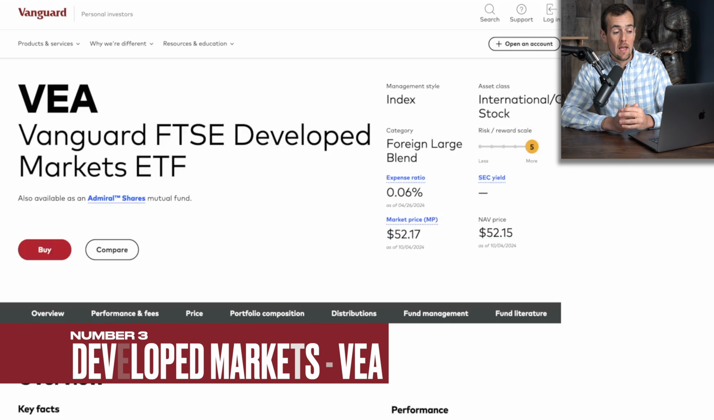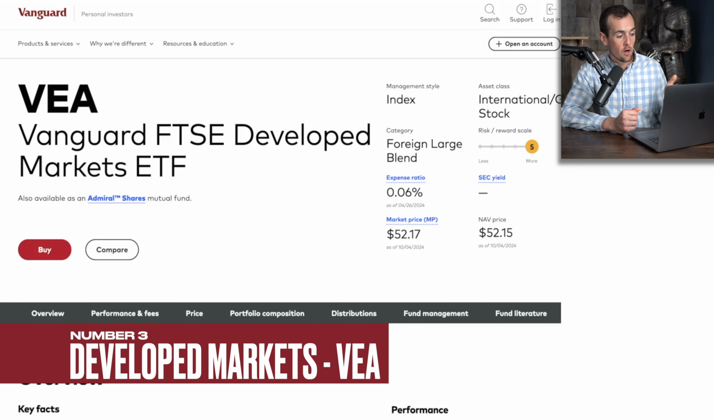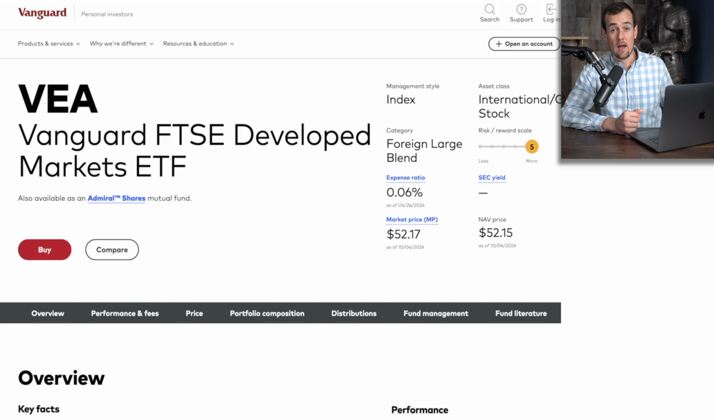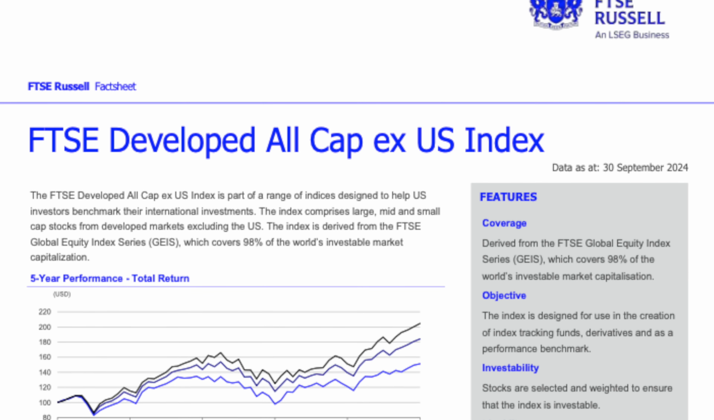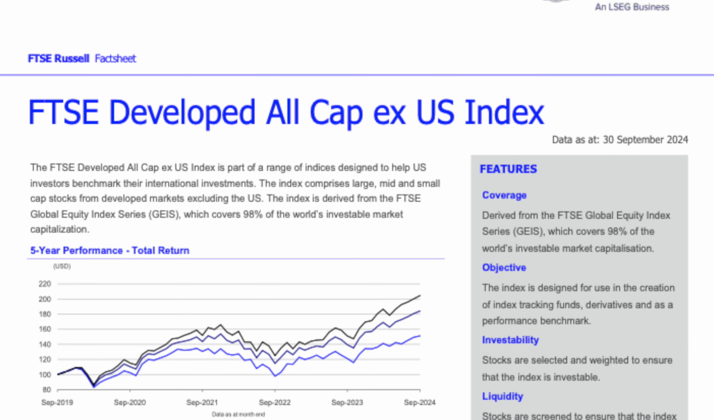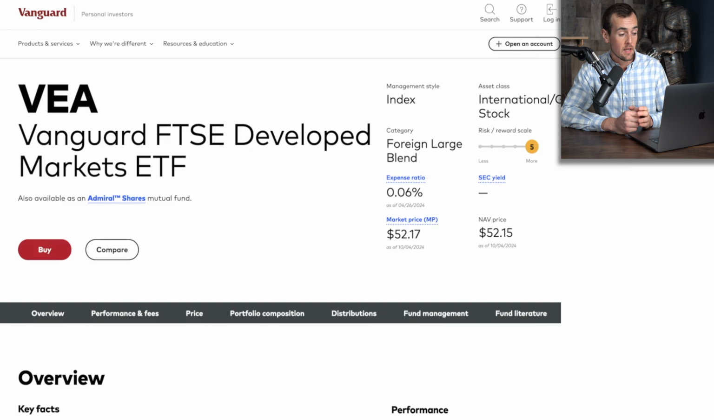Up next on our list, we have VEA, which is the Vanguard FTSE Developed Markets ETF. This ETF tracks the performance of the FTSE Developed All Cap ex-US Index. This index represents about 3,700 small to large sized companies across 24 developed global markets, excluding the United States.